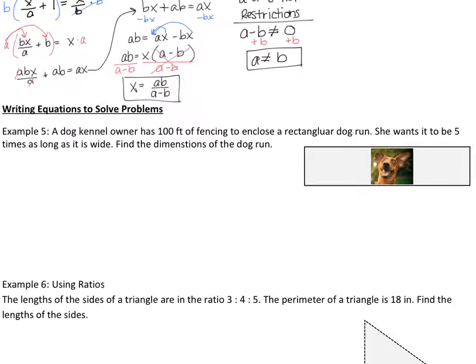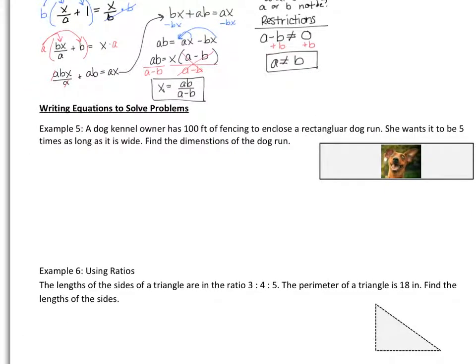So what do we know? How much fence do we have to work with? 100 feet. So if we have the 100 feet to go all the way around, what is that value? It's not the area. It's the perimeter. So we know that the whole thing around needs to be 100 feet. She wants it to be 5 times as long as it is wide. So let's call this our width, and then the long side will be our length.